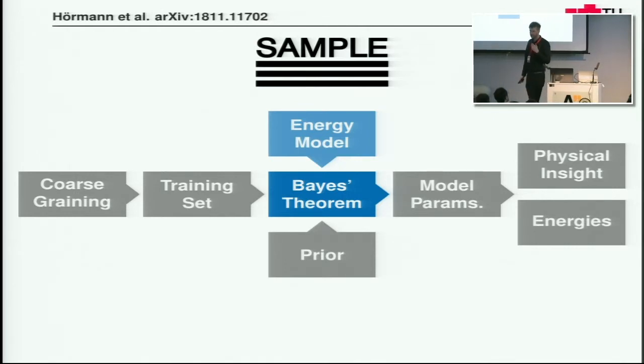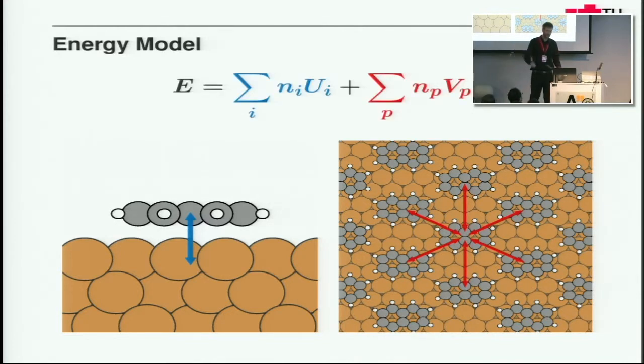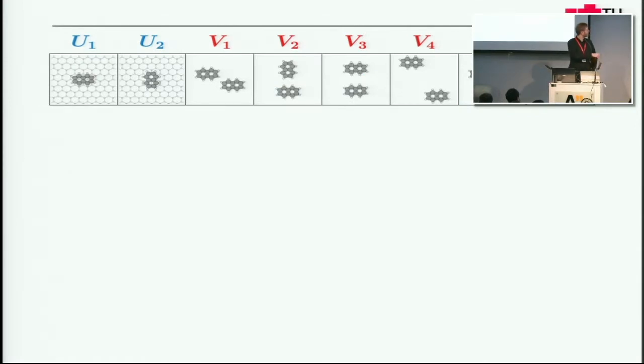And the energy model we are using is very simple. It consists of 1- and 2-body interactions. The 1-body interactions are the interactions of the molecule and the substrate, and the 2-body interactions are the interactions between pairs of different molecules. And if we sum them up for a particular configuration of molecules, we find the adsorption energy of that configuration. The 1- and 2-body interactions are our model parameters, and each 1-body interaction corresponds to a particular local adsorption geometry, and each 2-body interaction to a particular pair of molecules.